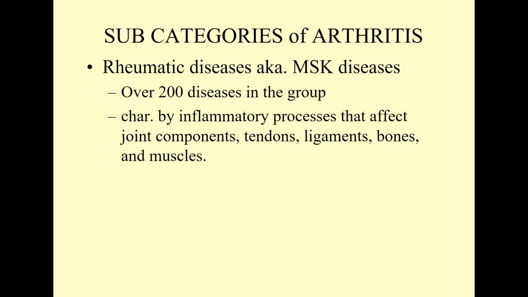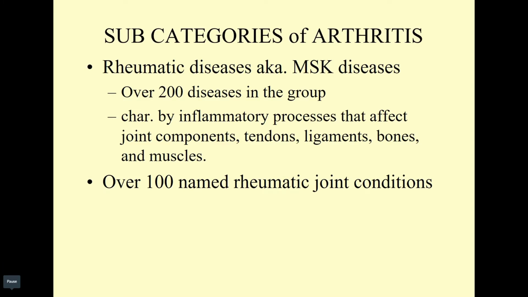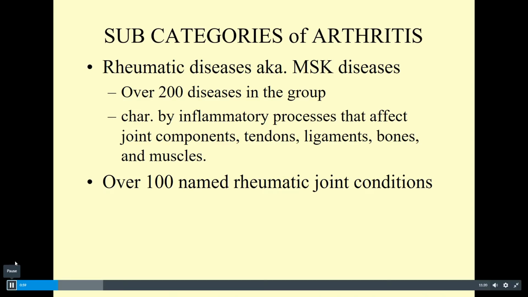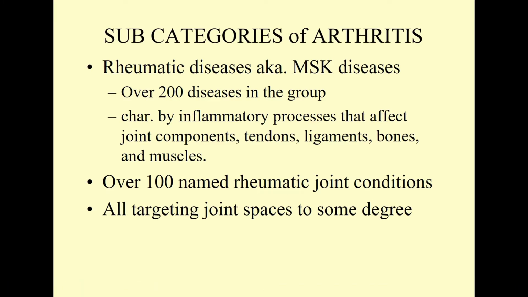What constitutes a rheumatic disease? Well, typically there's an inflammatory process, something that will obviously be able to affect joint components, but we also widen the group of tissues that include tendons, ligaments, as well as underlying bone and overlying muscles. Now, if we narrow it down just to really joint-specific problems, we still have over 100 named rheumatic joint conditions. So that presents quite a problem, since all of the target tissue, all the imaging is going to include some abnormality of joint spacing, joint alignment, or even joint contour.